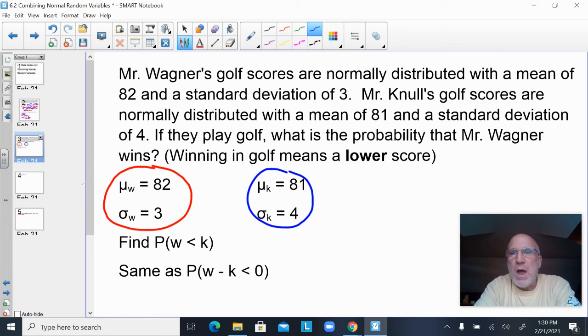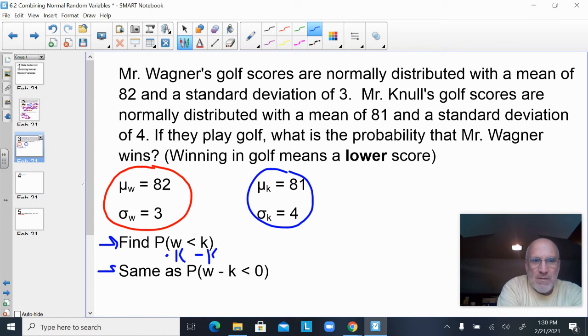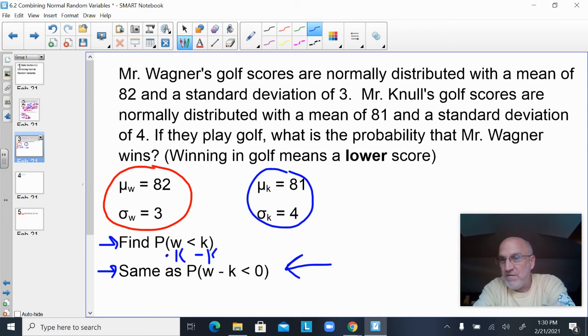If they play golf, what is the probability that Mr. Wagner wins? Now, of course, you need to know that in golf, winning means a lower score. So we're trying to find the probability that W is less than K. And I don't know how to do that, but by being a little sneaky, if I subtract K from both sides of the inequality, I get the probability that W minus K is less than 0. And that I can figure out because we now have this new random variable, W minus K. So let's find the mean of it. Let's find the standard deviation of it, and then we'll just do a normal CDF calculation.